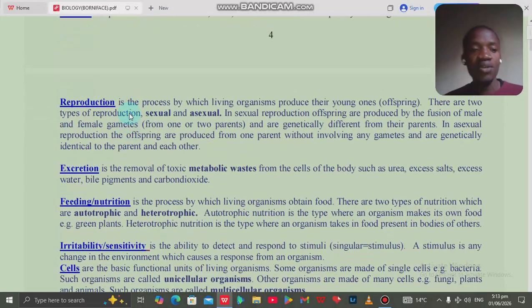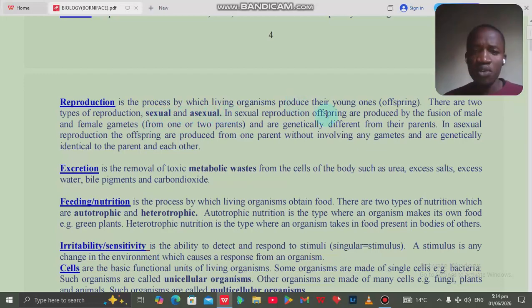Moving on to another one, which is reproduction. Now, reproduction is the process by which living organisms produce their offsprings, which are also known as progenies. And there are two types of reproduction. So there is sexual reproduction and asexual reproduction.